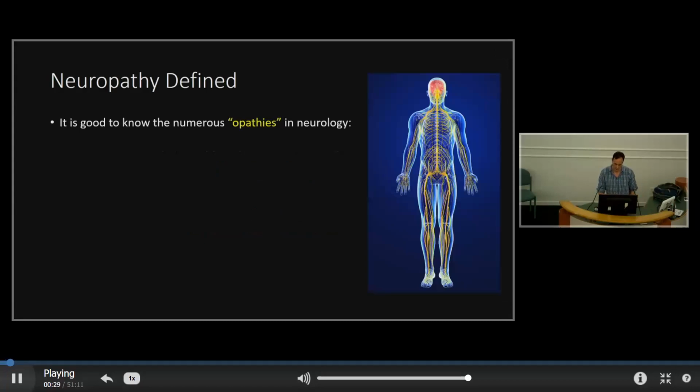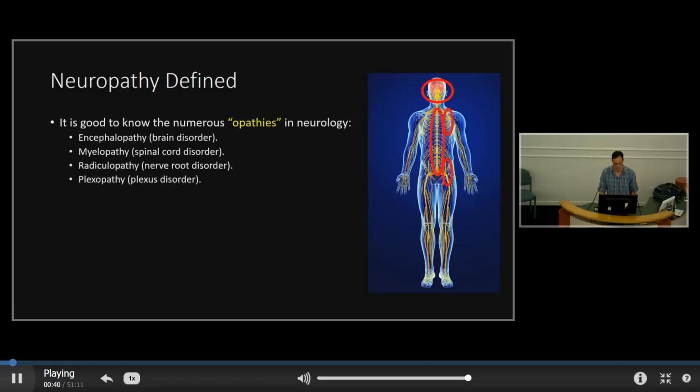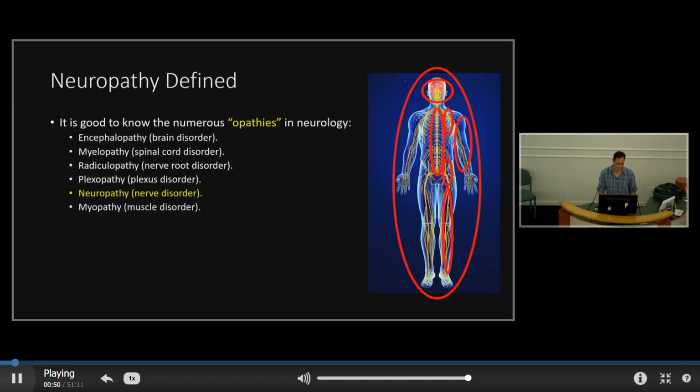So, going back to our opathies chart, we spoke about encephalopathy last week. That's brain disorder. There's myelopathy, spinal cord disorder, radiculopathy, plexopathy, which are nerve root and plexus disorder respectively, and of course neuropathy, which is what we'll talk about today. And next week we'll talk about myopathy. Now the term neuropathy refers to any disease affecting one or more peripheral nerves.